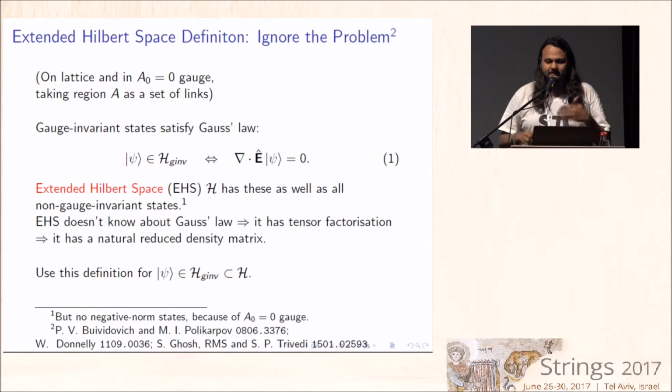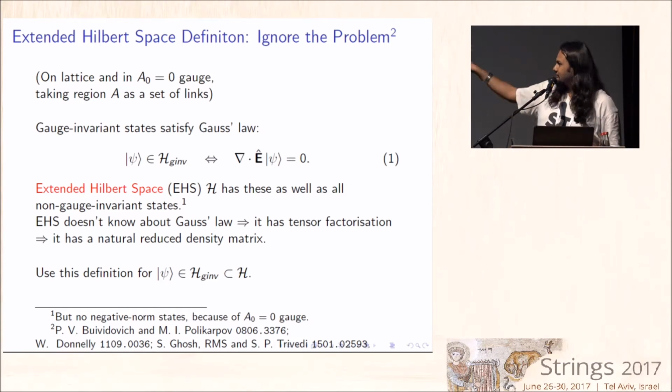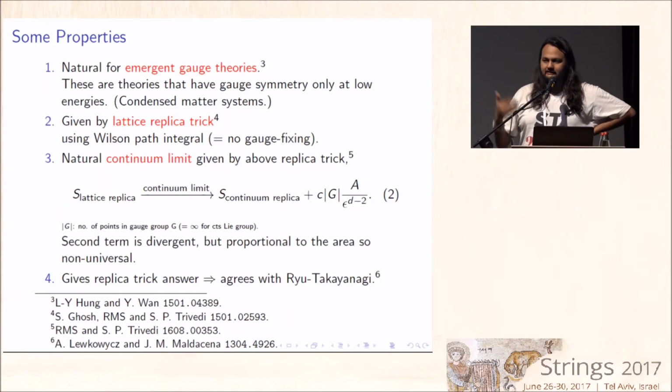Our definition is just to use this entanglement entropy as the entanglement entropy of your gauge invariant state. This is possible because the gauge invariant Hilbert space is a part of the extended Hilbert space. There's a natural way to embed it. It has some nice properties. In emergent gauge theories in condensed matter systems, which are theories where the gauge symmetry only appears at low energies, it's a natural definition because the extended Hilbert space is a natural Hilbert space.